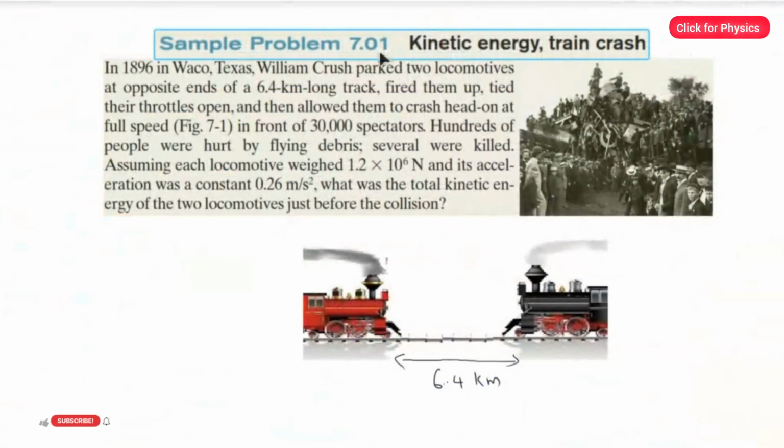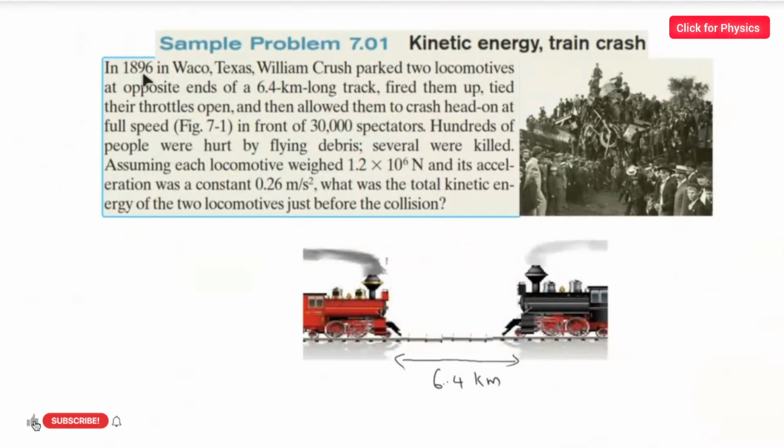Sample problem 7.01. In 1896, in Waco, Texas, William Crush parked two locomotives at opposite ends of a 6.4-kilometer long track, fired them up, tied their throttles open, and then allowed them to crash head-on at full speed in front of 30,000 spectators. Hundreds of people were hurt by flying debris, and several were killed. Assuming each locomotive weighed 1.2 × 10^6 N and its acceleration was a constant 0.26 m/s², what was the total kinetic energy of the two locomotives just before the collision?